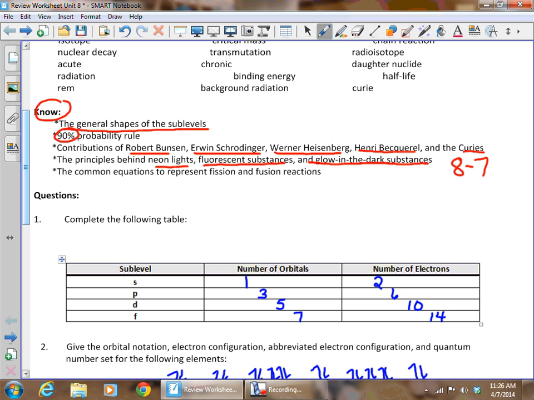Common equations to represent fission and fusion. Those equations are at the beginning of your notes, the packet portion. So make sure you know what a fission reaction looks like and what a fusion reaction looks like.